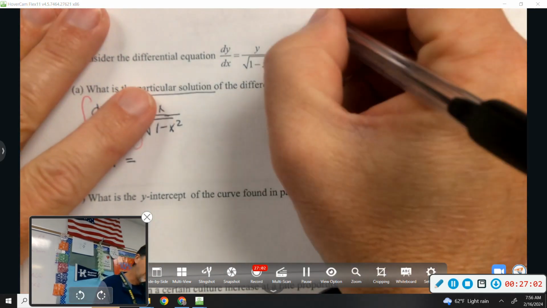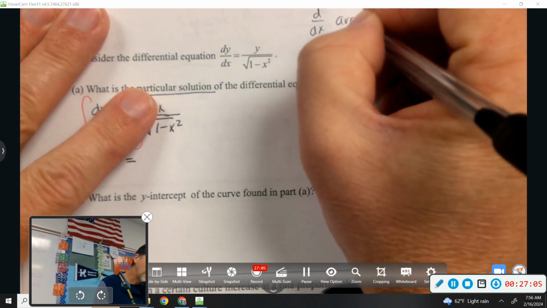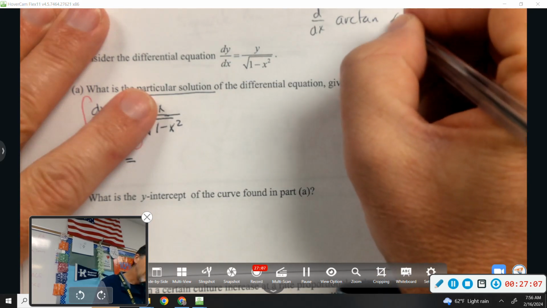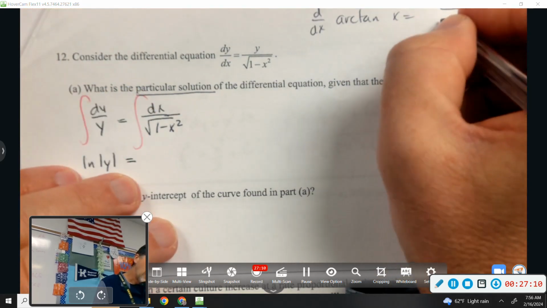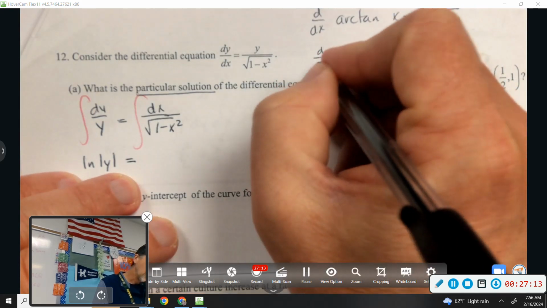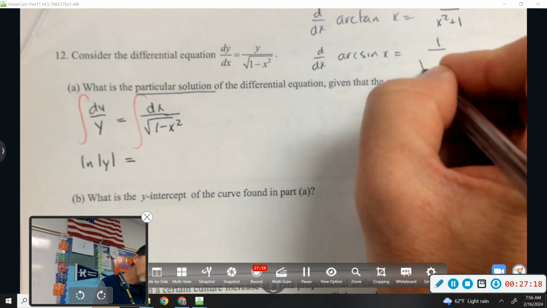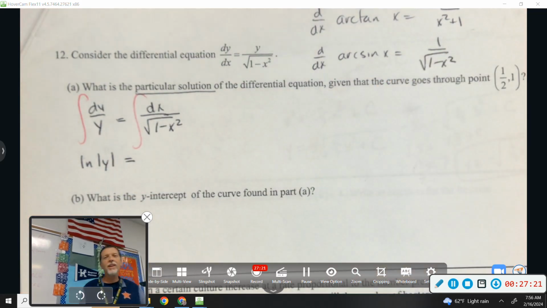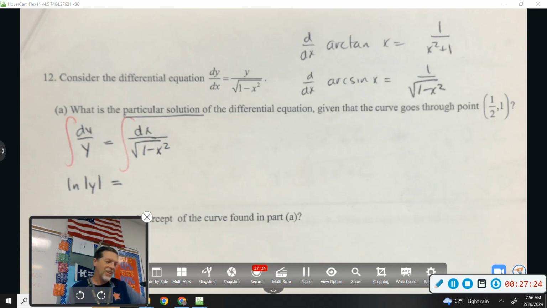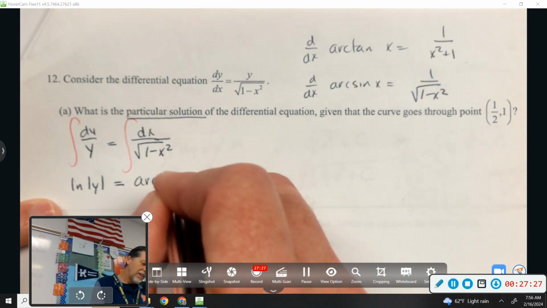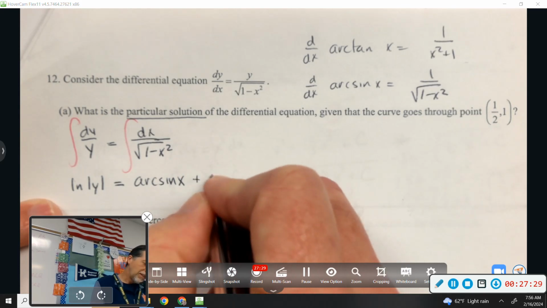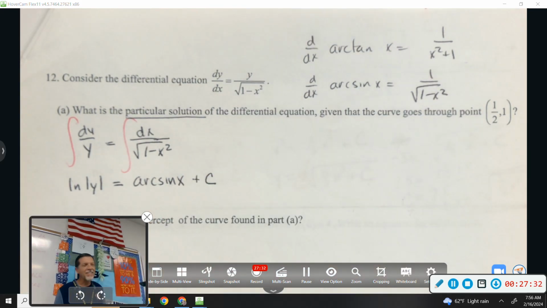Let's see. Derivative of arc tan was 1 over x squared plus 1. Derivative of arc sine was that one, 1 over square root of 1 minus x squared. So yeah, arc sine. Lovely. Arc sine of x plus c. I guess they were at least kind enough to not put any extra stuff in there where we had to use substitution and spawn things into the numerator, and it was at least a straightforward arc sine.